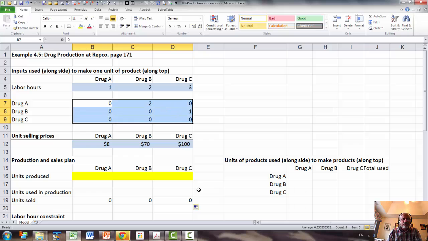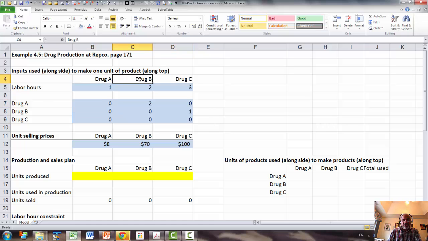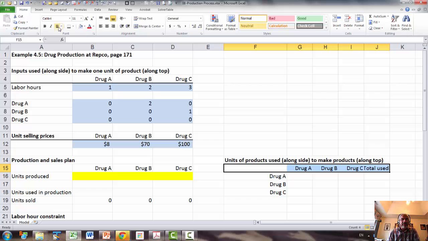Here is the information that we need, that's also input, to produce each of these 3 drugs. What are the inputs that we need of our own products? So drug A doesn't need anything, but drug B needs 2 units of drug A. So for each unit of drug B that we produce, we're going to consume 2 units of drug A. For drug C, we're going to consume 1 unit of drug B. So let's set this up here and then add them up.